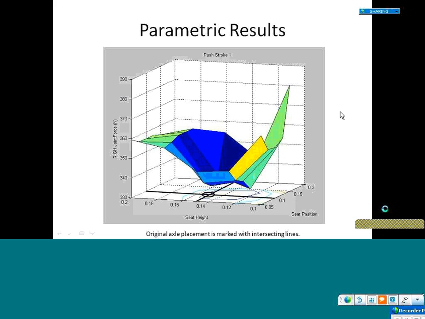So I'm making this assumption. However, future work should investigate more than one push stroke to see that it does display a similar sort of graph as this, but I just wanted to mention that this is just looking at one push stroke.